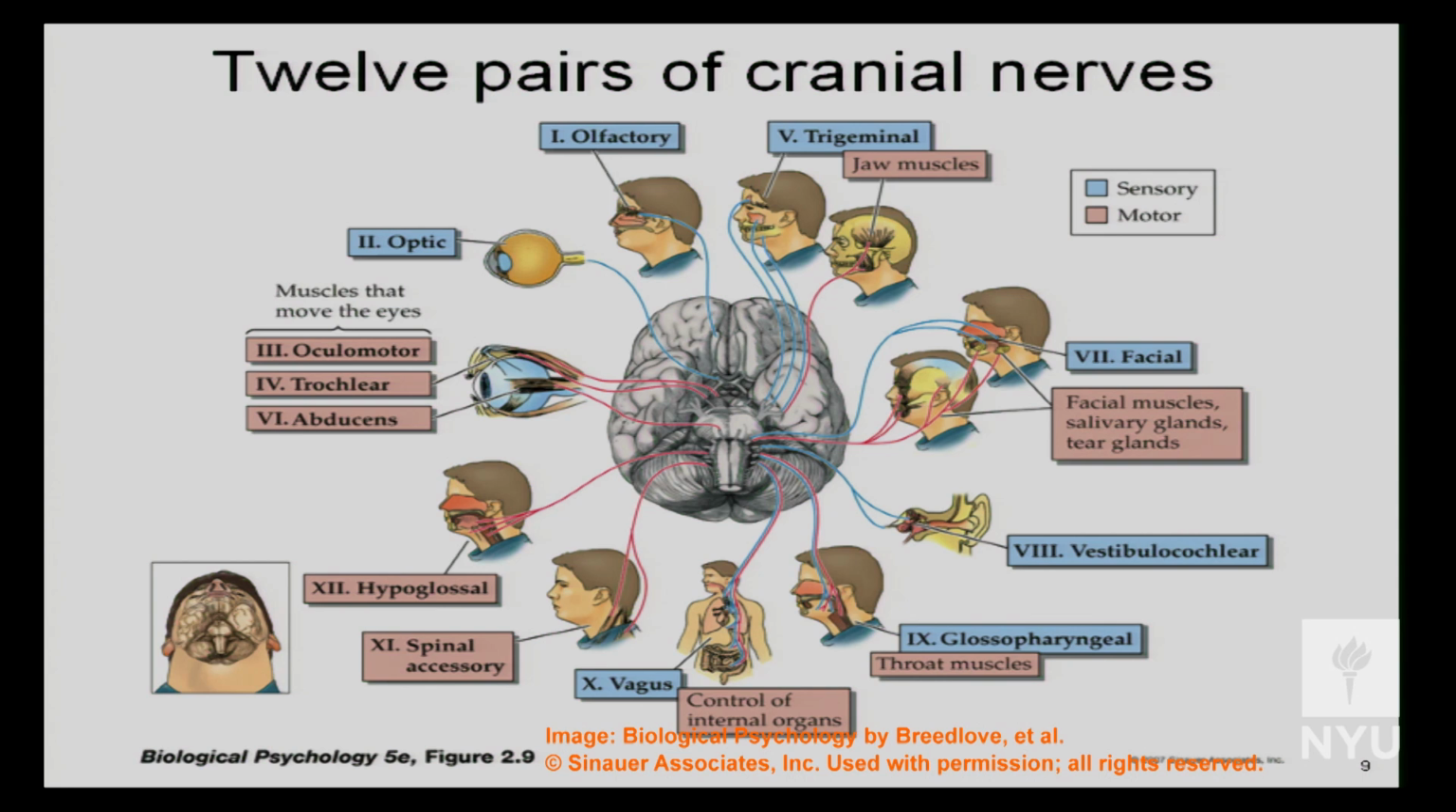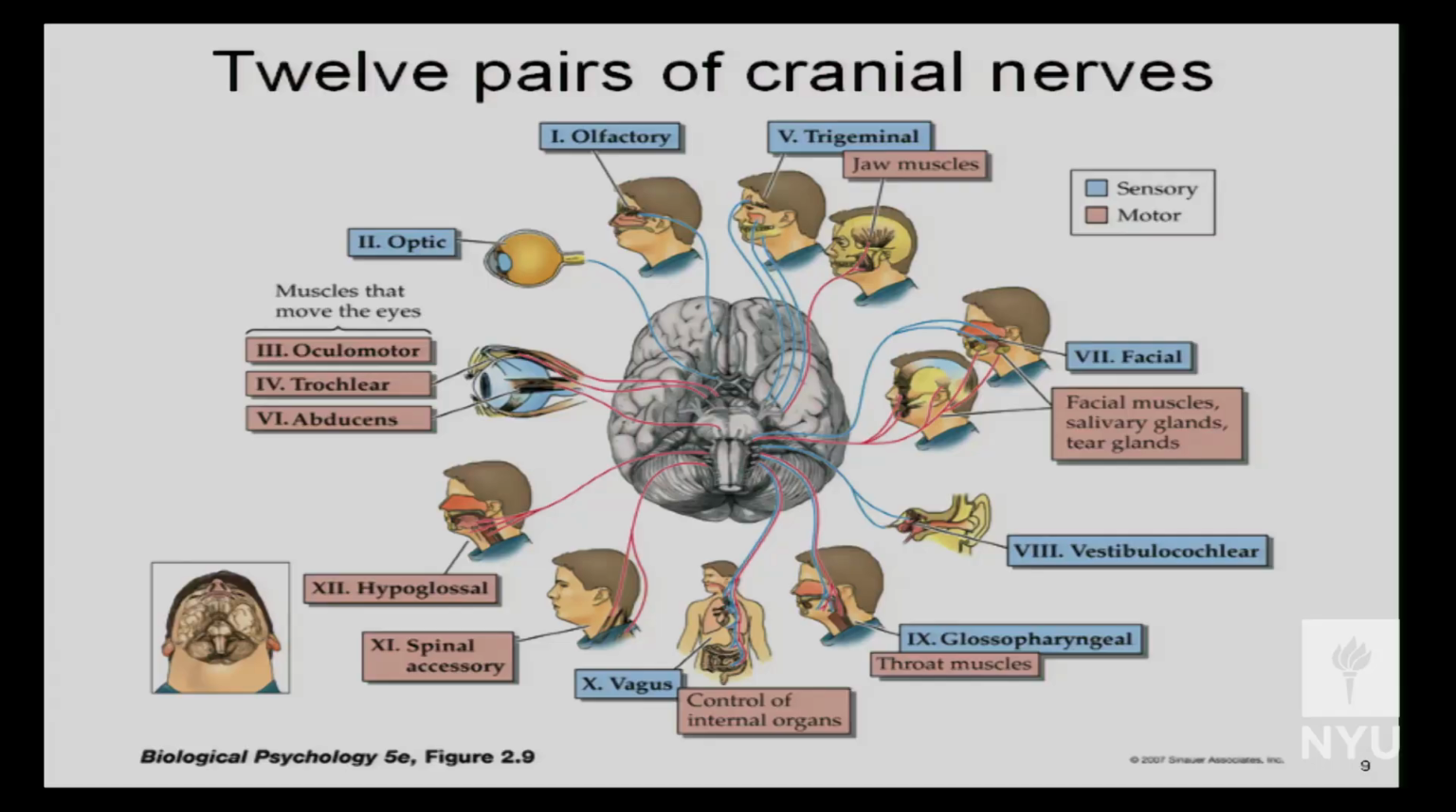Where does it go in the brain? Does anybody remember what this is called at the back of the head? What lobe? Occipital lobe. So this is traveling from the very front of the head all the way to the back, to primary visual cortices in the back of the brain. That is nerve number 2, pure sensory nerve, the optic nerve.